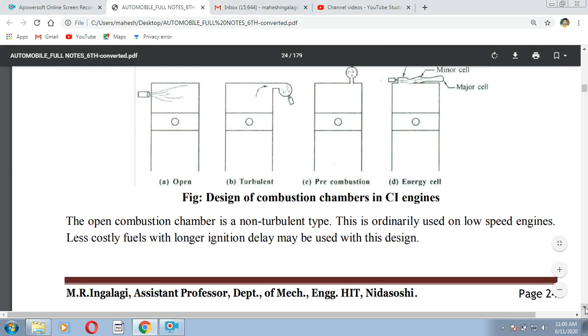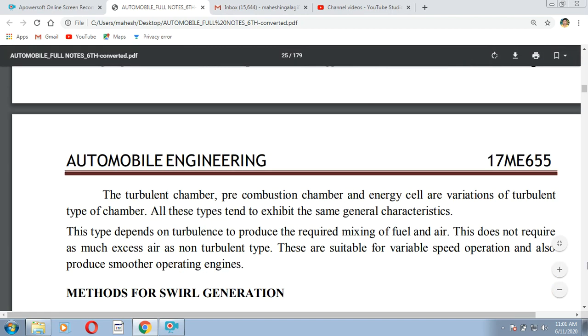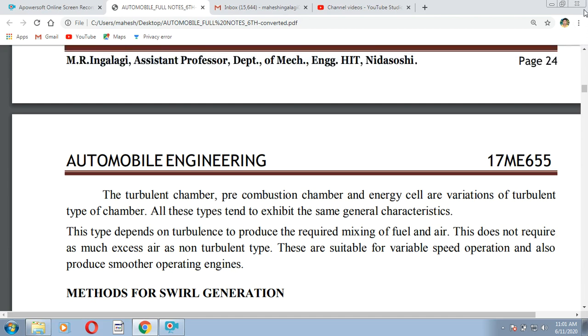Okay, so open combustion chamber. In the first diagram you observe, the open combustion chamber is a non-turbulent type. This is ordinarily used on low speed engines, and less costly fuels with a longer ignition delay may be used with this design. So that is the open type of combustion chamber. The turbulent chamber, the pre-combustion chamber and energy cell are variations of the turbulent type of combustion chamber. All these types tend to exhibit the same general characteristics.